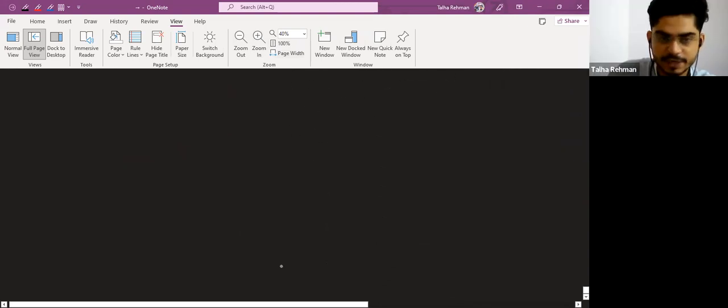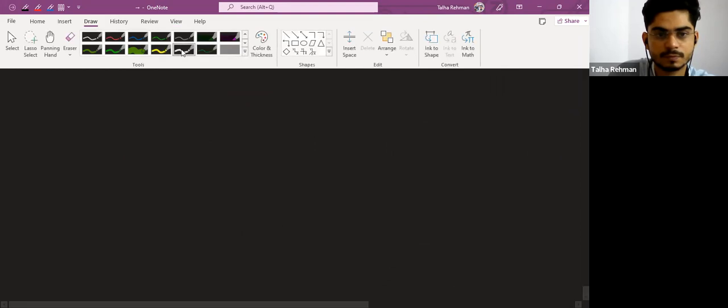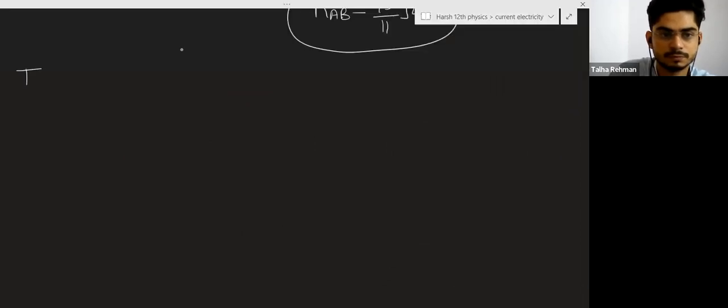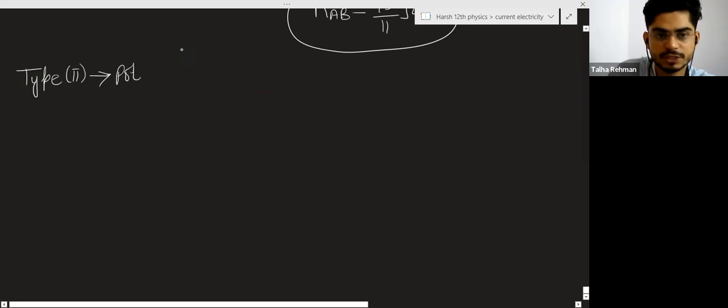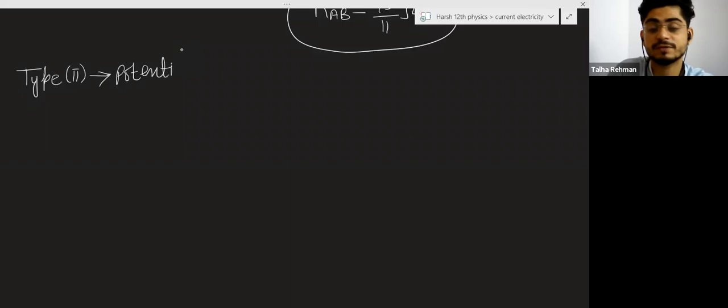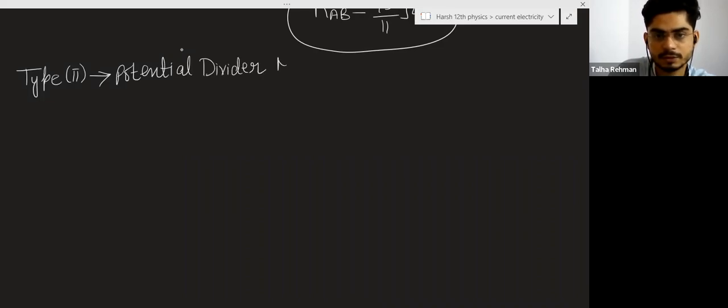Now we have the second type of question, the potential divider method. We will use the potential divider method to identify the circuit combination.